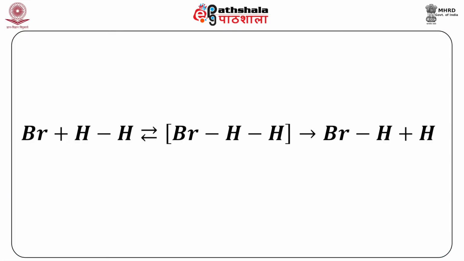Let us consider a reaction as shown: bromine with hydrogen molecule. So there is a bond between two hydrogen atoms, and the transition state complex is shown in the following manner: bromine attached to hydrogen, which is further attached to hydrogen, and this gives the product as bromine reacting with hydrogen molecule where there is a single bond between two hydrogen atoms.